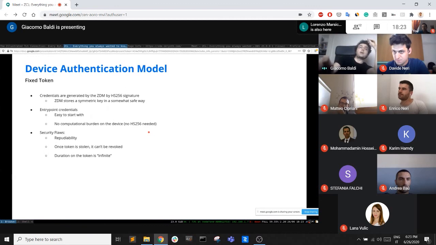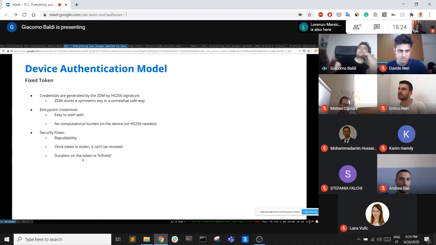Why are we using this to authenticate it? Because the TLS connection that we are doing is done with certificates only from the server. In this authentication model, the device has no certificate, so it needs something else to prove that it is the device. And to do so, we use a fixed token.